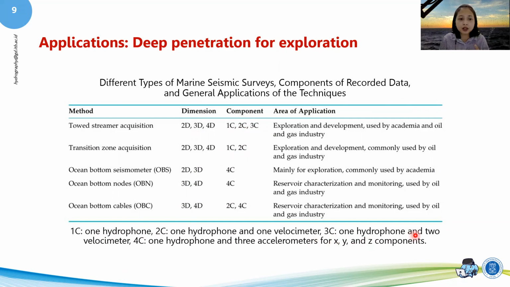This is what it looks like. So if you want to have a towed streamer acquisition for just exploration, development, or maybe academia in oil and gas, you can only use one component, like one hydrophone for 2D. But if you want to have it 4D, then at least you need 3C, which is one hydrophone and 2 velocimeters. And then the others, the deeper it is, again, the more expensive it is.